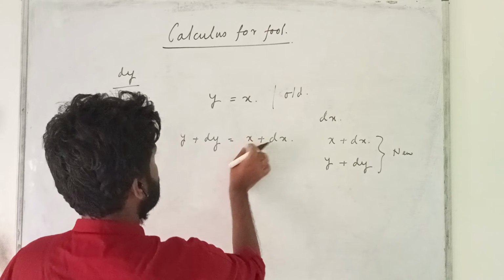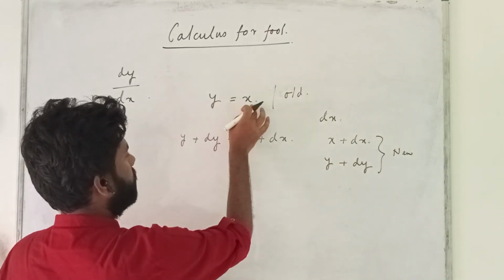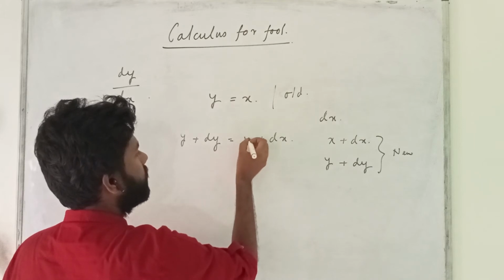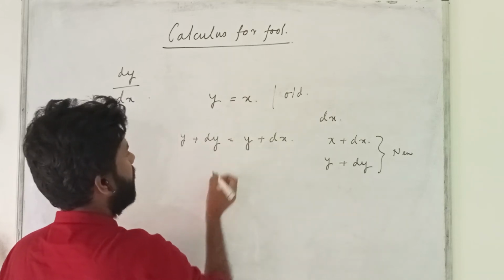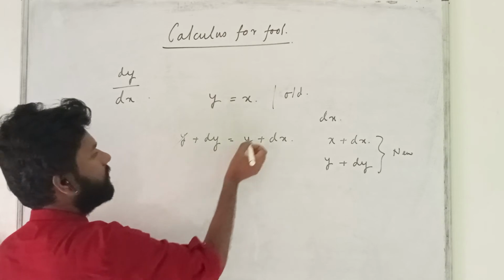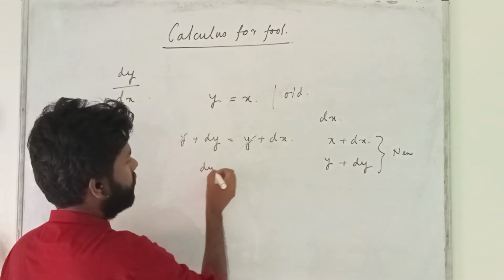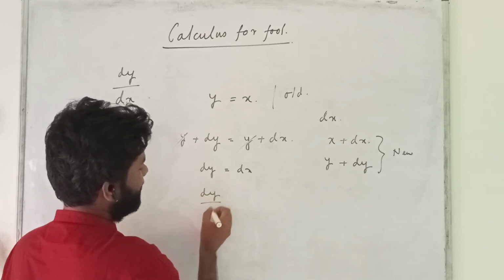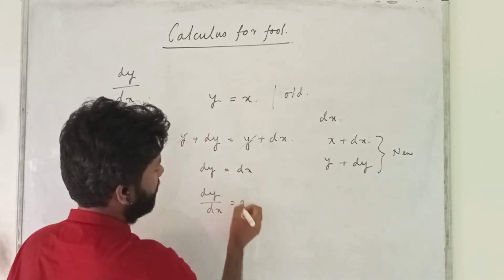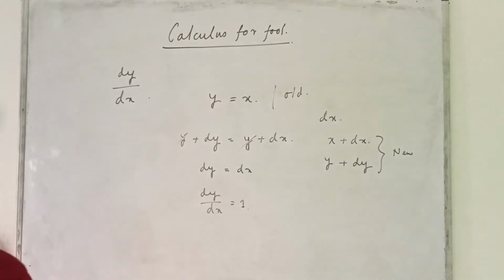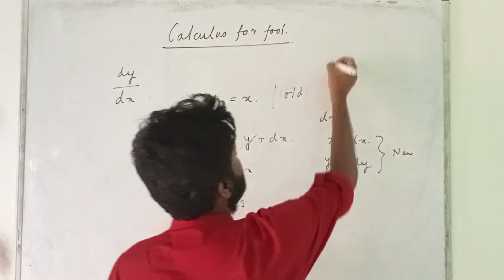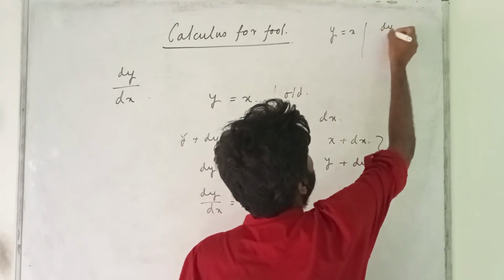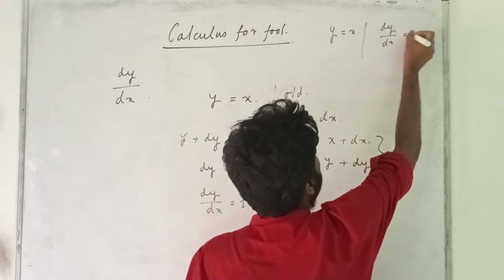So what is x actually? From this old equation, x means y. Just write y instead of x, and all of you know, we cancel out. So dy equals dx. So what is dy by dx? It is actually 1, right? Okay. So if you have y equals x, then dy by dx will be 1.